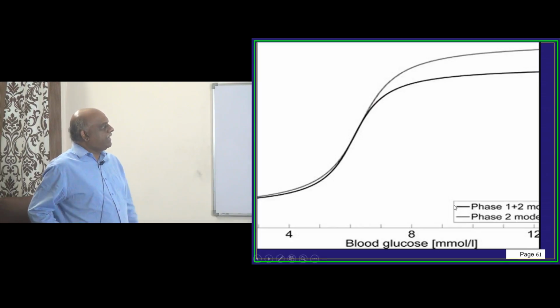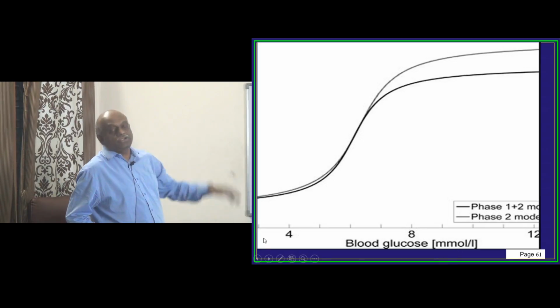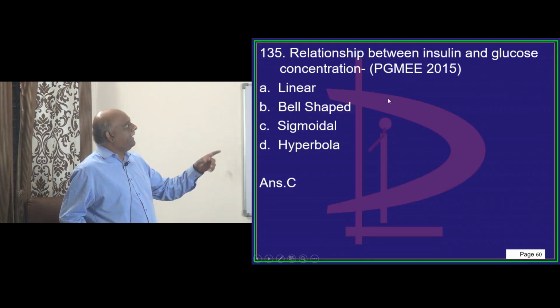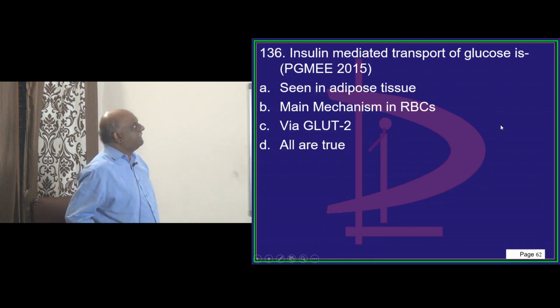Typically if you take blood glucose on the x-axis and insulin concentration in the plasma on the y-axis, it will be a sigmoidal curve like this. This is what you have to remember.